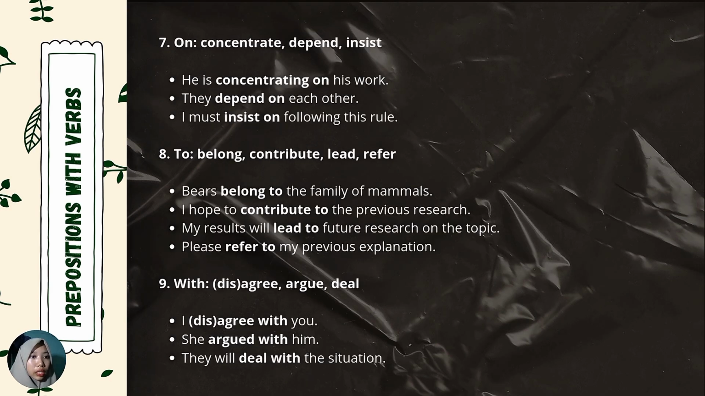7. On is used with concentrate, depend, and insist. He is concentrating on his work. They depend on each other. I must insist on following the rule.